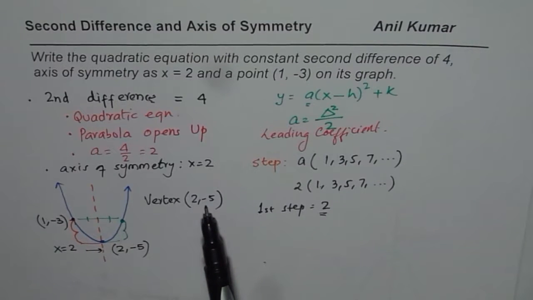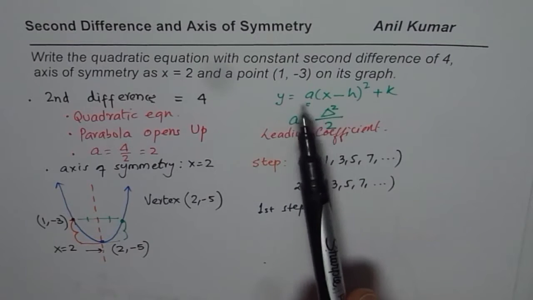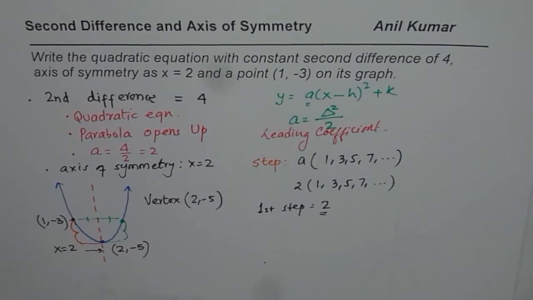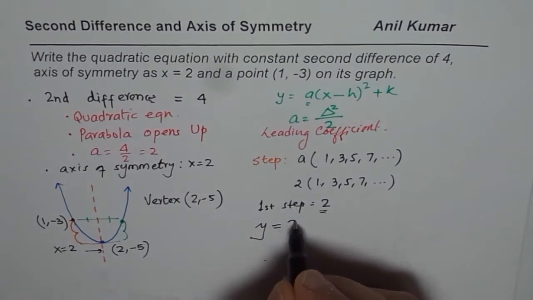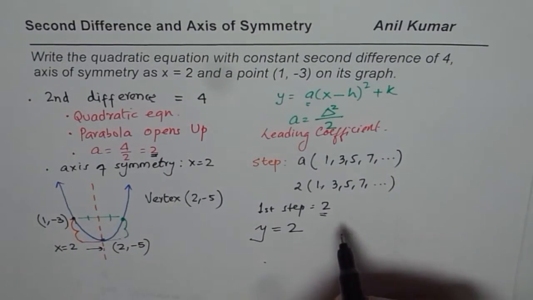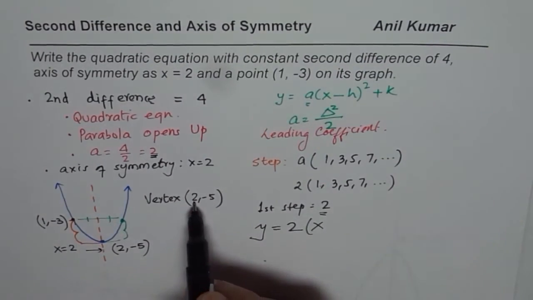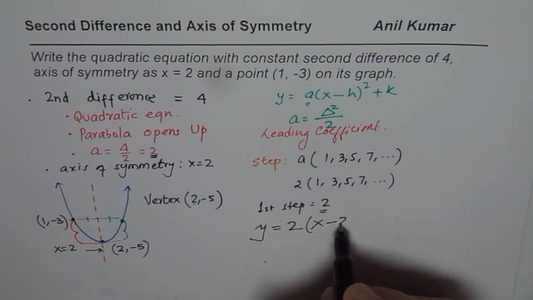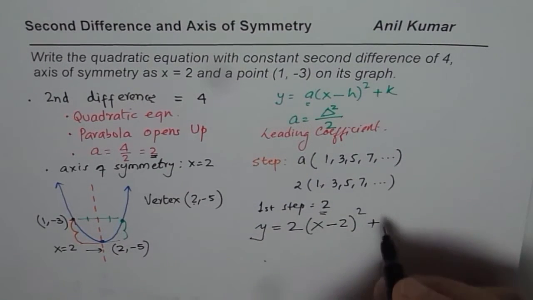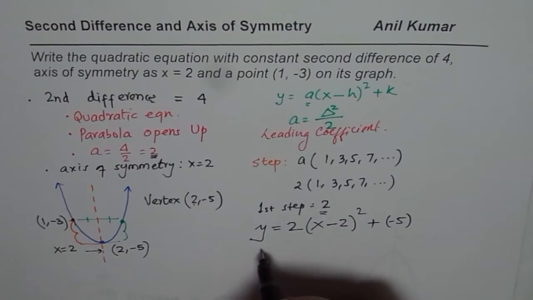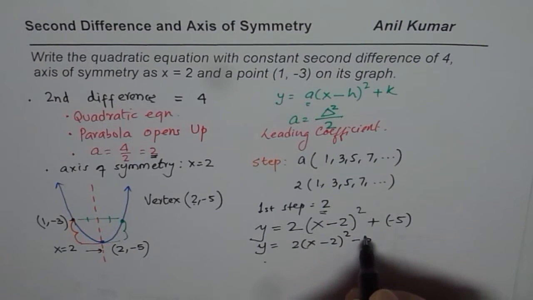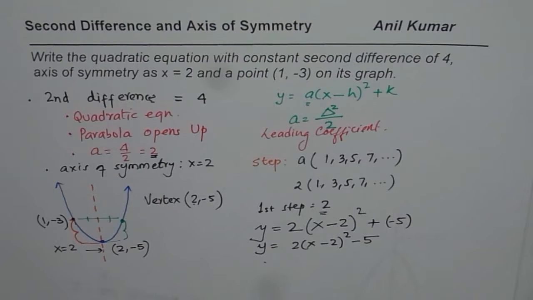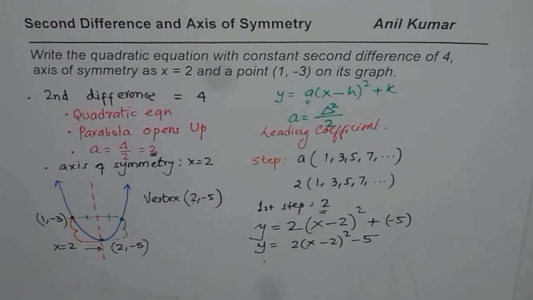Once we know the vertex, we can actually write the equation. We know the vertex, we know a. So now the equation is y equals a, which is 2 for us, times (x minus h), where h value is also 2 for us, whole square plus k, which is -5. So that is the answer. So y equals 2 times (x minus 2) whole square minus 5 is the equation of the parabola, or the quadratic equation which represents the given situation. I hope that is absolutely clear.